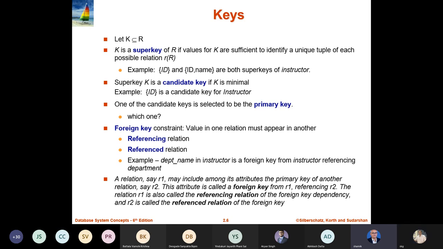Now, again coming from our basic knowledge of set theory, I say a super key is a candidate key if it is minimal. ID and name may not be the minimal thing, right? So those super keys that cannot be divided without losing the property of uniquely identifying the tuples are candidate keys.